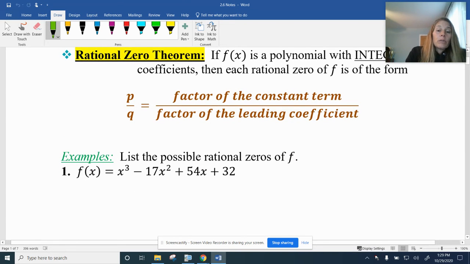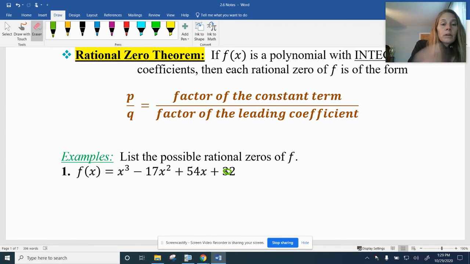So for example, if we needed to find all the possible rational zeros of this function here, we're going to first look at this constant value here, which is 32. And that would be our p, let's say. And then we'll look at all of the factors of the leading coefficient over here. And this you would say is your q, right? So first thing I'm going to do is write down my factors.